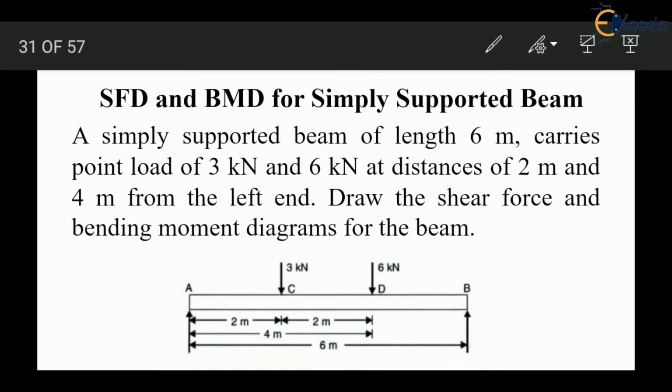So this is a question of simply supported beam where we are given 3 kN and 6 kN loads at a distance of 2 meter and 2 meter. Total length of the beam is 6 meter and we have to draw the shear force and bending moment diagram for this beam. Let us solve this problem.